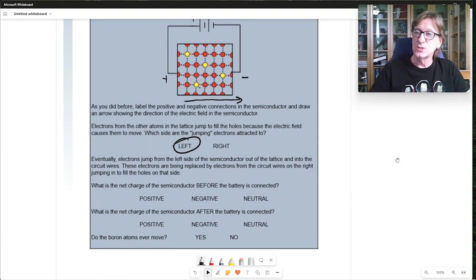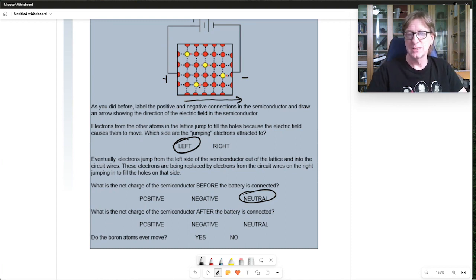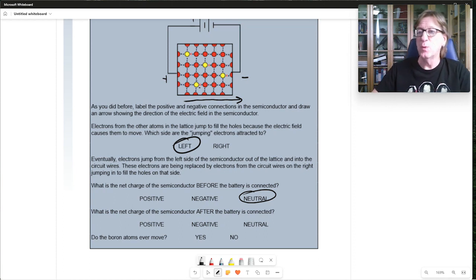They're being replaced. So just like before, the battery's coming around and filling them up. So, same question as before. What was the net charge of the semiconductor before the battery was connected? Well, it's going to be neutral, just like we decided, right? Even though it looks like I have one fewer, you might be tempted to say, oh, well, I must have a positive charge because they've got some fewer electrons there. But remember that the boron has fewer protons as well. So overall, the total net charge of this is going to be 0.